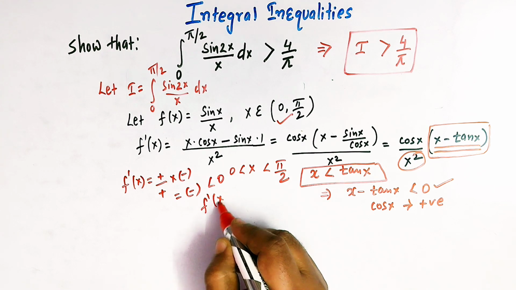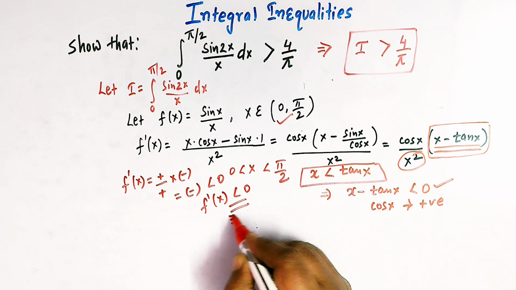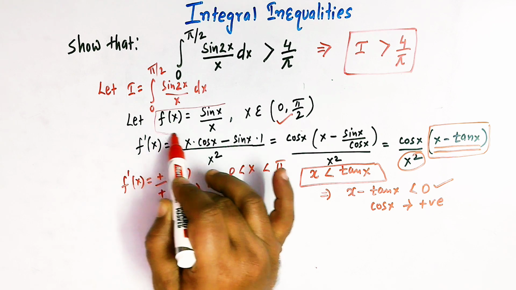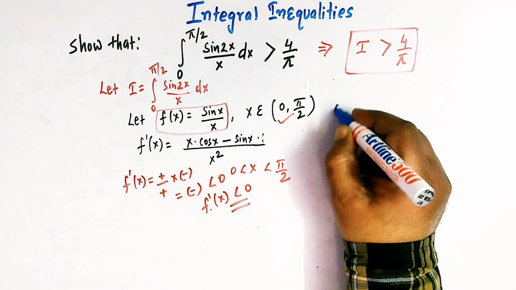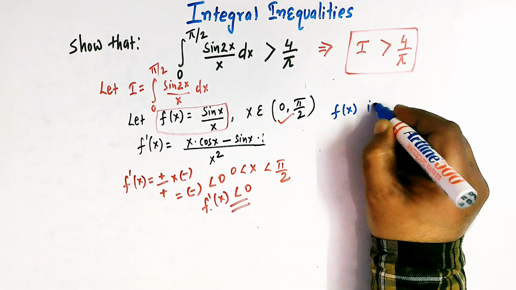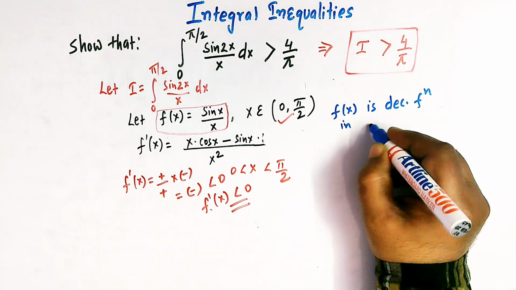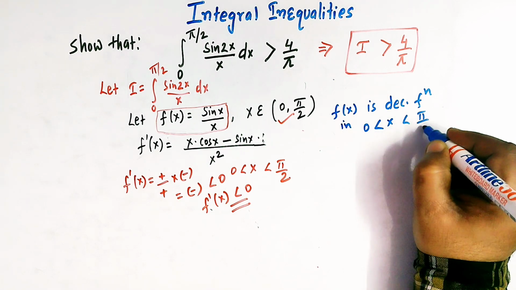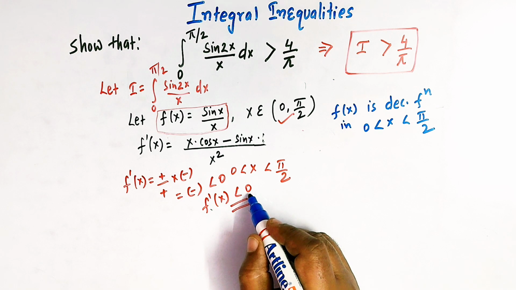So the derivative is less than 0 or negative, and this suggests that this function f of x, which is sine x over x, is a decreasing function. So the function f of x is a decreasing function in the interval x greater than 0 and less than pi by 2, right? Because the slope is negative here.